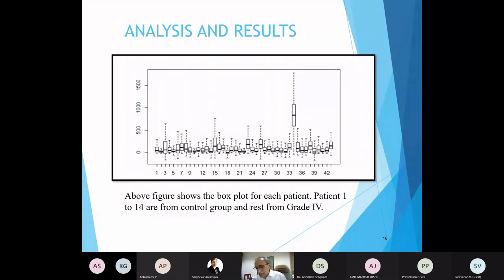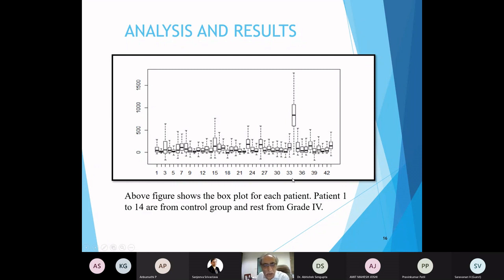Now let us turn our attention to the data analysis that I performed with the help of my student, for the data that was provided by Professor Srivastava and his group. So you have 43 patients. Let's look at this: I have patient 1, patient 2, patient 3, and I have 43 patients.